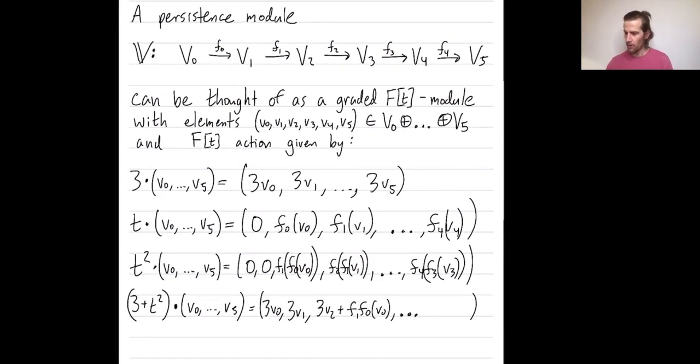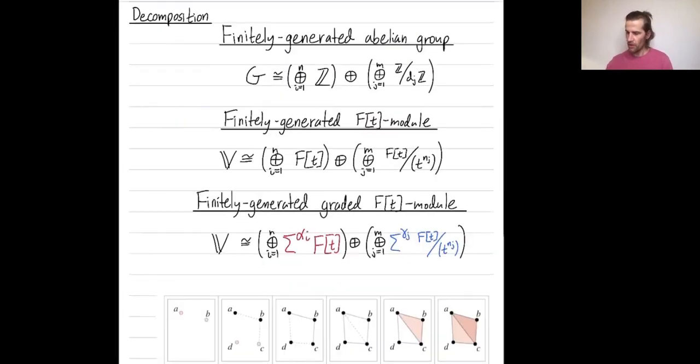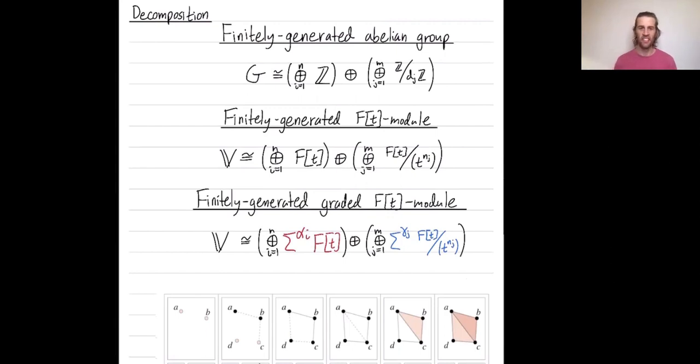Wonderful. Let's move on to the decomposition. Okay, so I want to explain mathematically why persistence modules break up into barcodes. I want to start with an analogy.